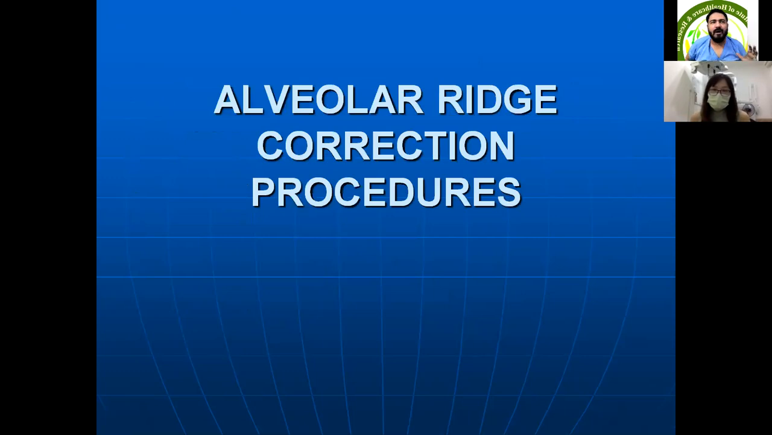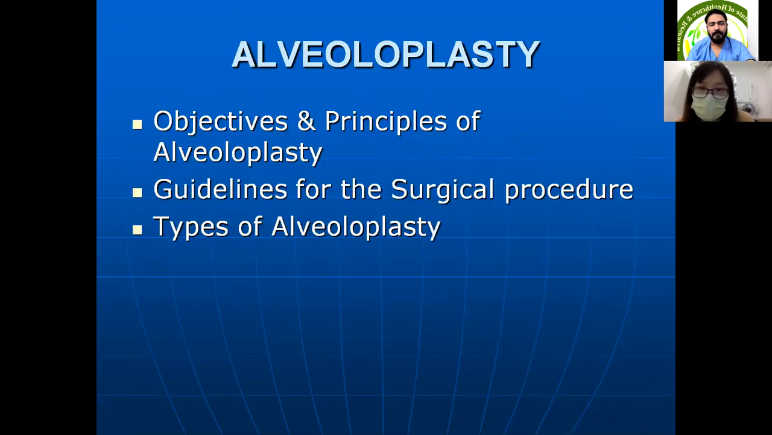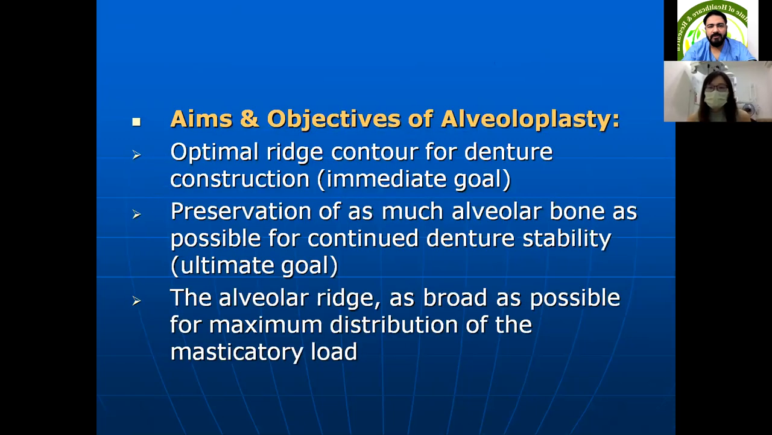So now after this, what are the various correction procedures? First, the most commonly done procedure, known as alveoloplasty. The objectives of alveoloplasty, guidelines and surgical procedure, and types of alveoloplasty. There are various types of alveoloplasty. Okay, we'll just discuss one by one. So what are the aims of alveoloplasty? Optimal ridge contour for the denture reconstruction.